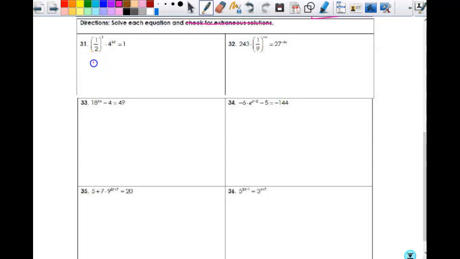So I'll use 2. I'm going to get 2 to the negative 2 power times 2 to the 2 times 3d power, which would give me 6d power, equals 2 to the 0 power, because 1 would be 2 to the 0 power. So then I can add these two exponents. I'm going to get 2 to the 6d minus 2 power equals 2 to the 0 power. So 6d minus 2 equals 0, 6d equals 2, and d equals 1/3.